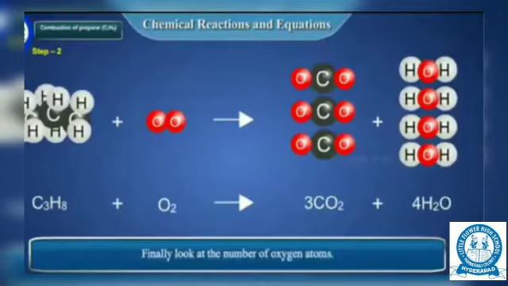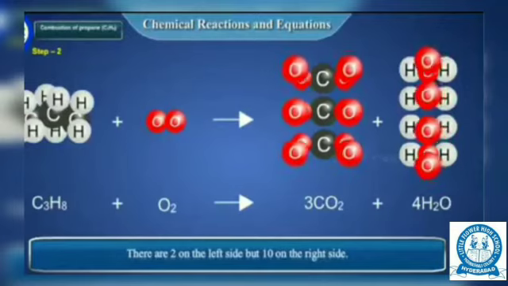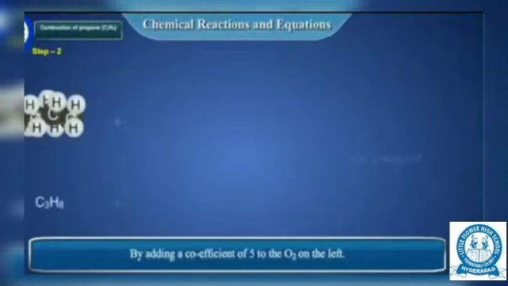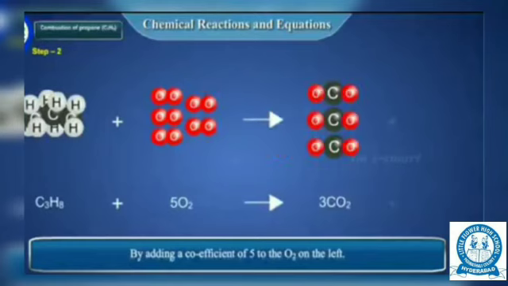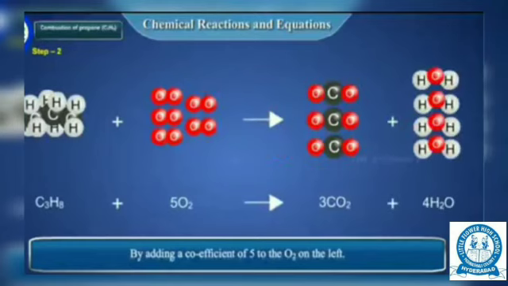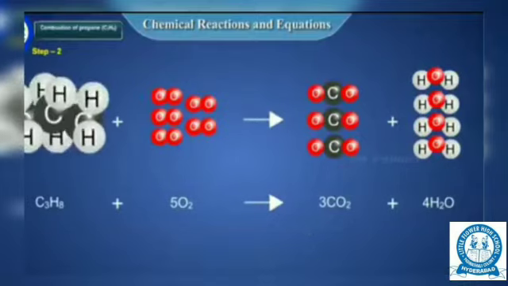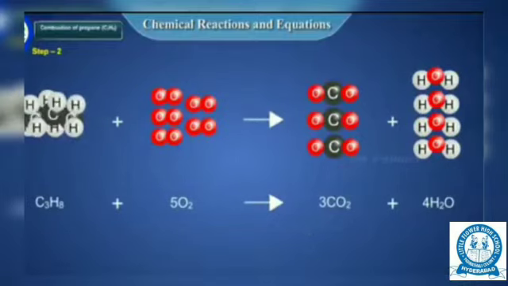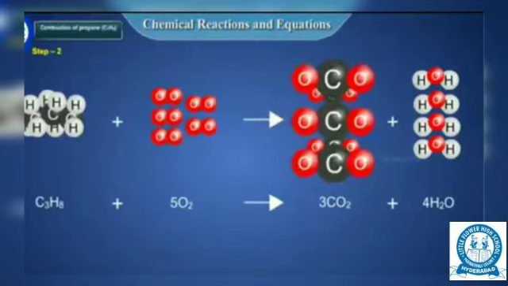Finally, look at the number of oxygen atoms. There are 2 on the left side and 10 on the right side. By adding a coefficient of 5 to the O2 on the left, the oxygen atoms get balanced. C3H8 plus 5O2 gives 3CO2 plus 4H2O.